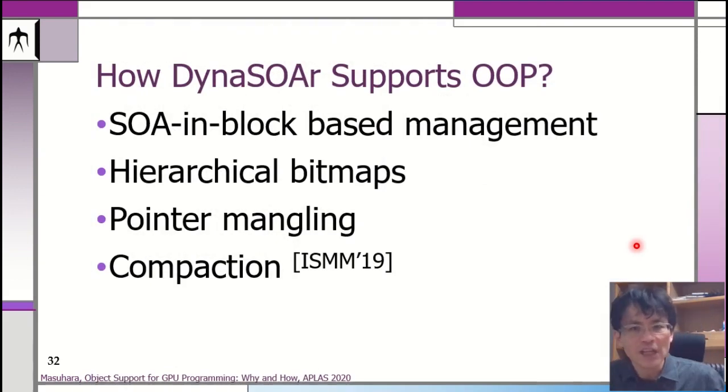So let's see how Dinosaur supports those OOP features in an efficient way. The key ideas can be summarized in four points: SOA in block-based management, hierarchical bitmaps, pointer mangling, and compaction. I'm going to explain only the first three points today, and leave compaction aside.